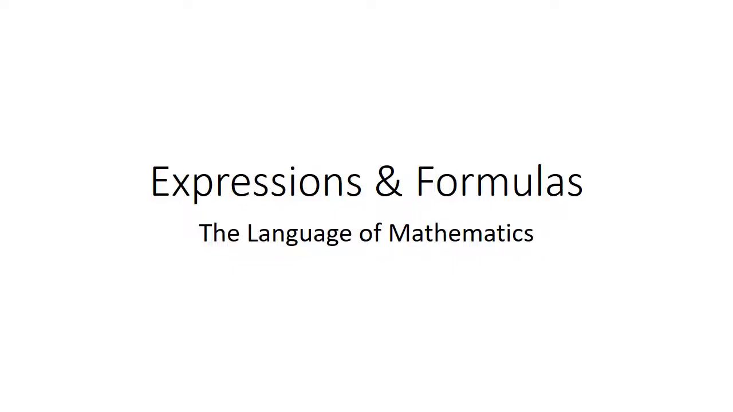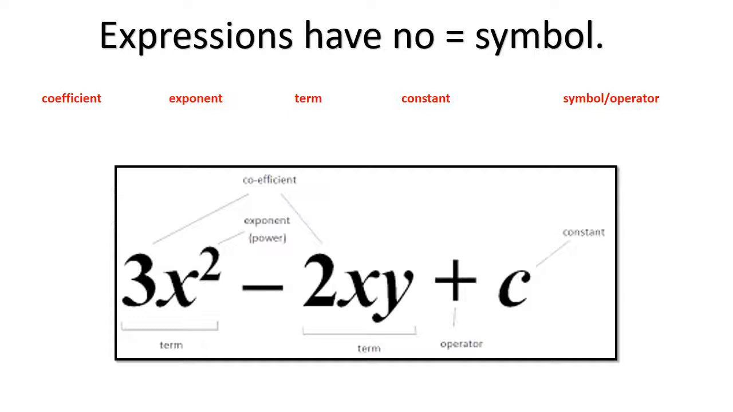Today we're going to be talking about expressions and formulas, which you will see is the language of mathematics. You see, expressions have no equal symbol in them, and there are several important terms you're going to need to recognize. First, the word coefficient. The word coefficient refers to the number that sits in front of any letter or variable.